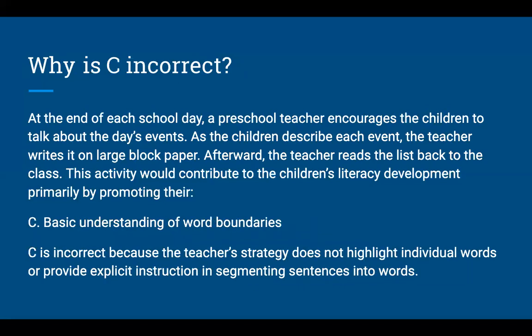So then we'll talk about C as well. So we're going to rule out C right away. So why is C incorrect? So C is incorrect because the teacher's strategy does not highlight the individual words or provide explicit instruction in segmenting sentences into words, which will be related to word boundaries, which we'll talk about further.